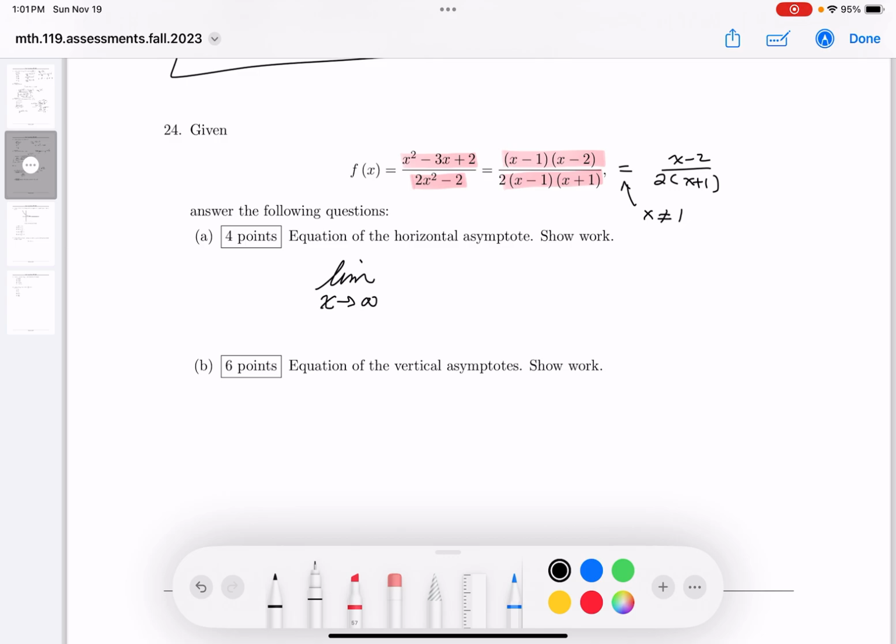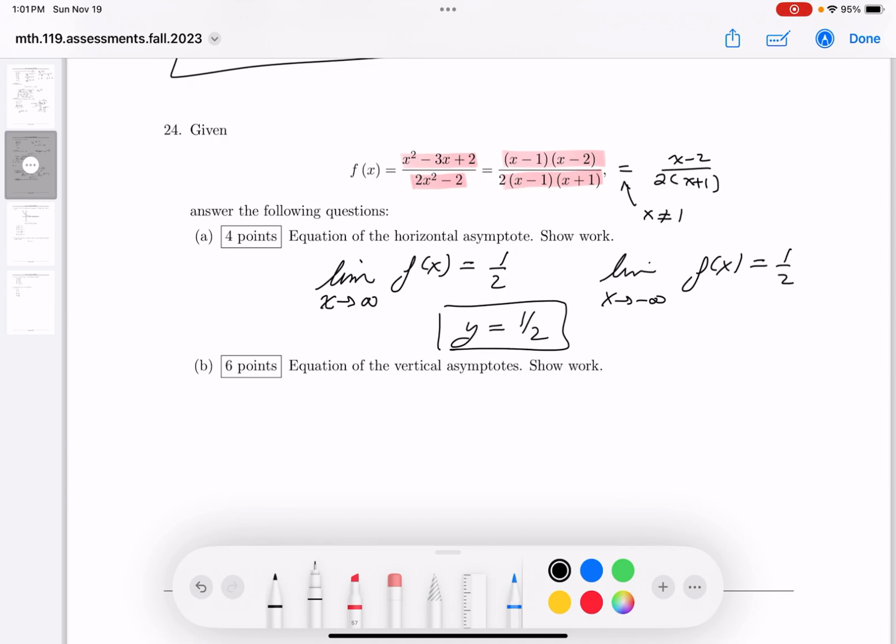The limit as x goes to infinity of the function. And again, you should be a little better at this. You're looking at leading coefficients. It's x squared over 2x squared, which would be 1/2. And then you look at the limit as x goes to minus infinity of f of x, and that's also going to be 1/2. So my horizontal asymptote is going to be y equals 1/2. That's done, and we got the work to support it.